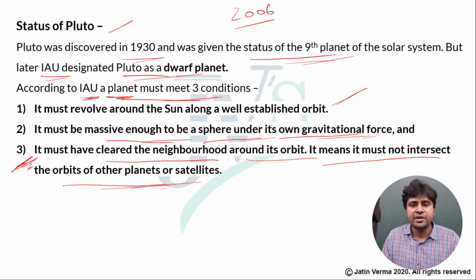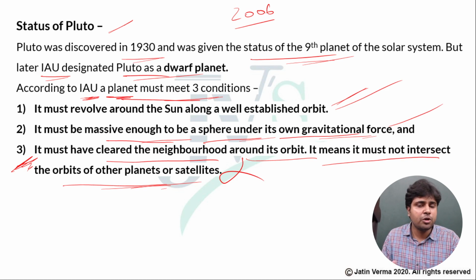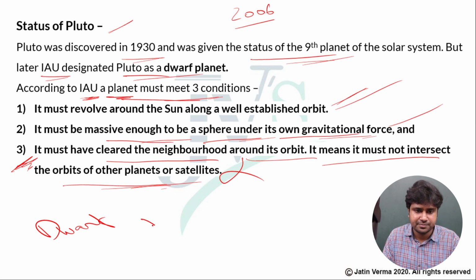Know this factual data. There is no need for you to mug up this factual data. Just understand the concept, that is more than enough. Now, I hope you understood the three conditions. Pluto meets the first condition and the second condition, but Pluto does not meet the third condition. So Pluto cannot be called a planet. Pluto is a dwarf planet.